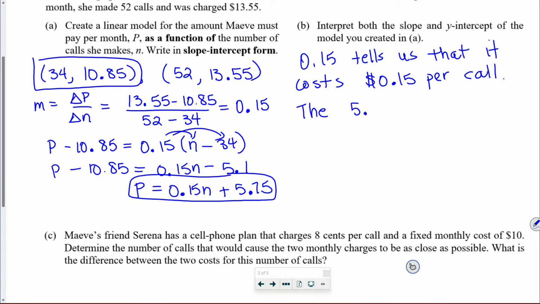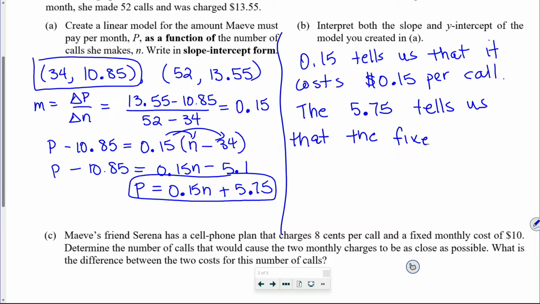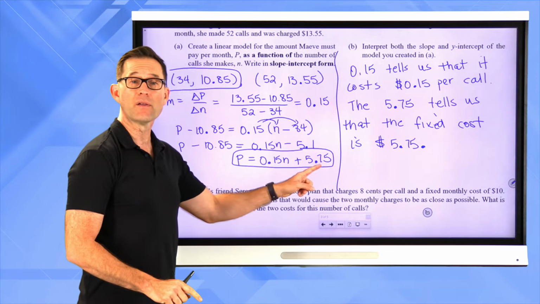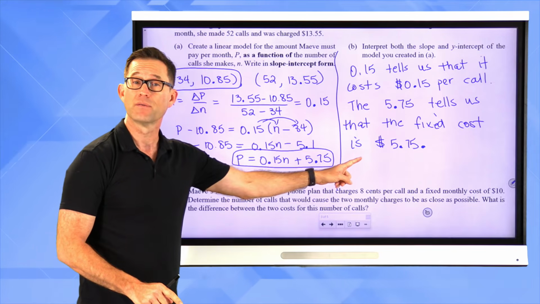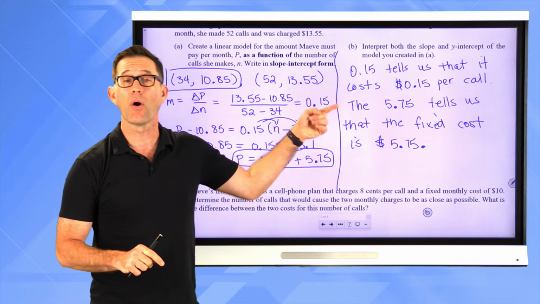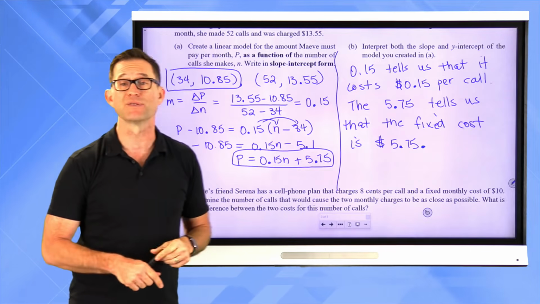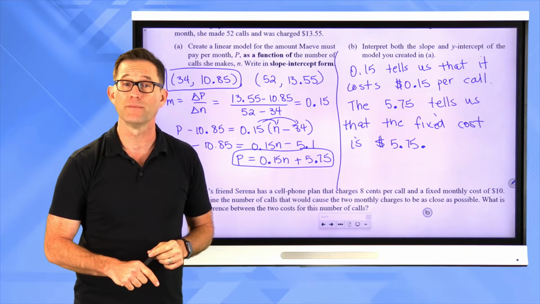The 5.75 tells us that the fixed cost is $5.75. All right, in other words, if Maeve makes no calls whatsoever, she still is charged $5.75, right? But for every call she makes, she's then going to have to pay 15 cents or $0.15 per call.